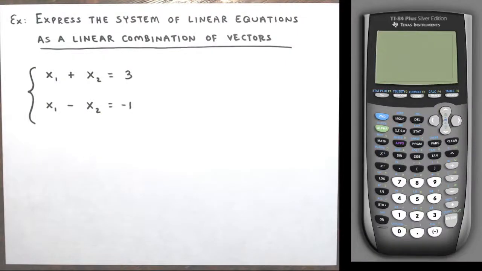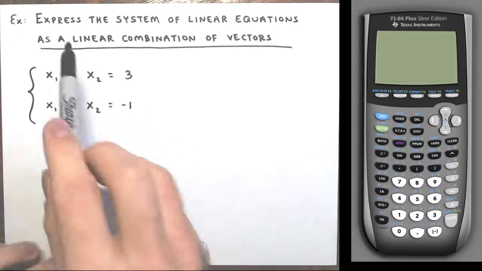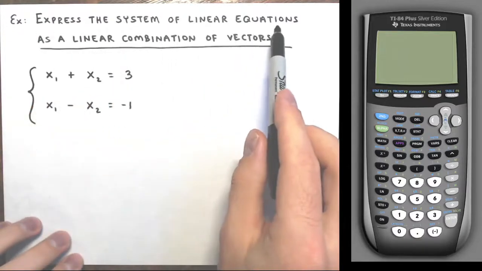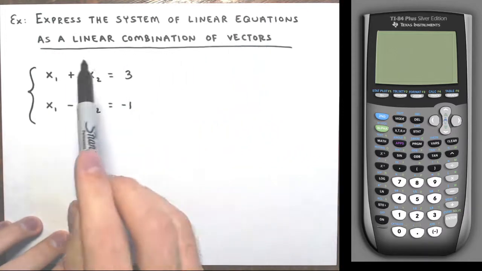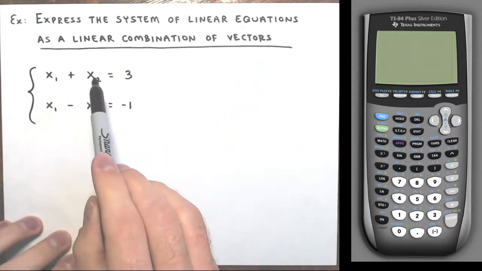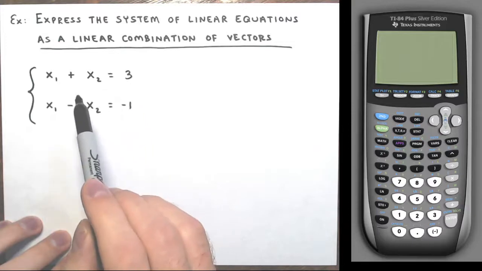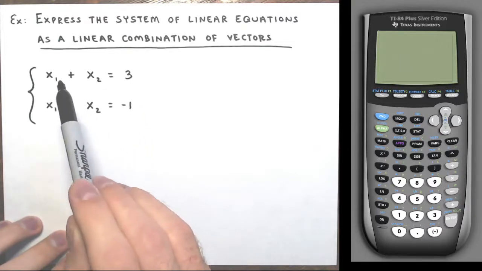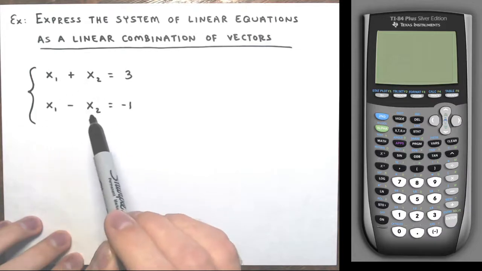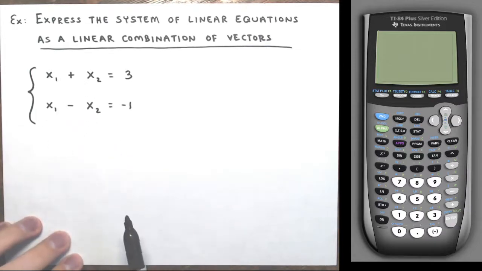So to begin, my first example here is this two equation, two variable system, to express as a linear combination of vectors. I have x1 plus x2 equals 3, x1 minus x2 equals negative 1. And again, this could be x plus y, x minus y. If you want to replace x1 and x2 with x and y, it's fine.